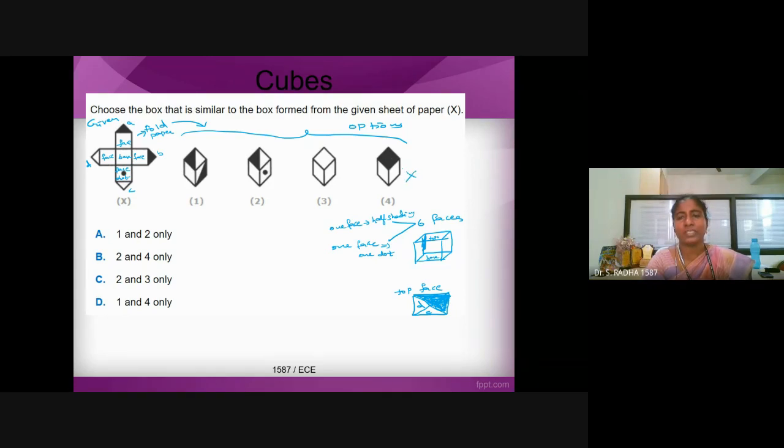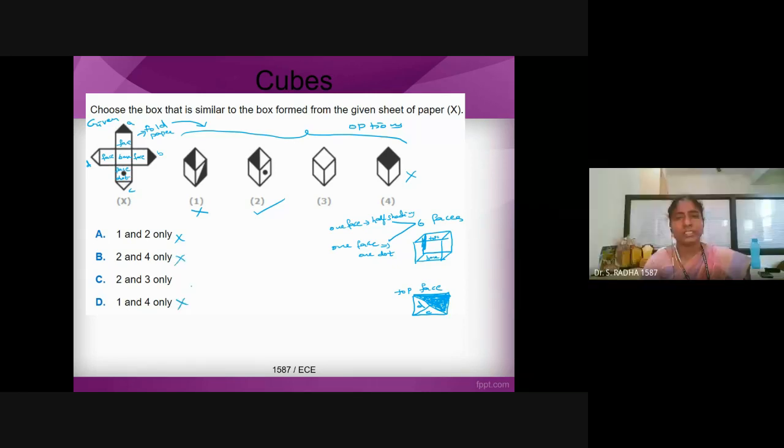It cannot be answer 4. There is a possibility of the answer being 2, because one face is half shaded and one dot is also there. And then you can see here two half faces are shaded. It is also not the answer. There is a possibility of 2. 1 and 4 cannot be the answer.